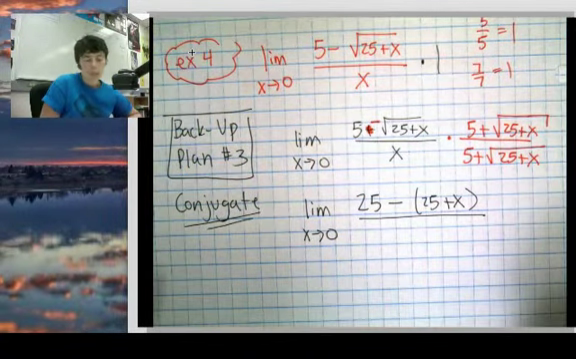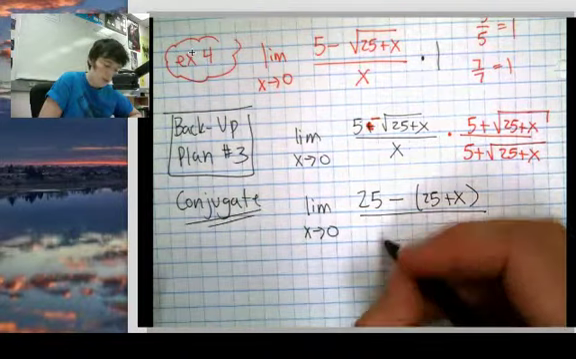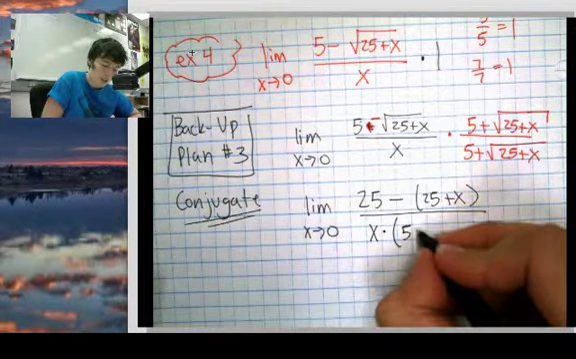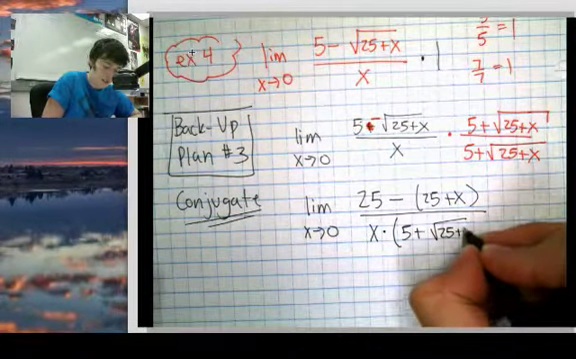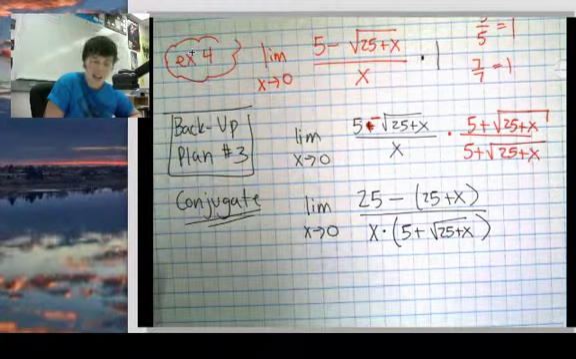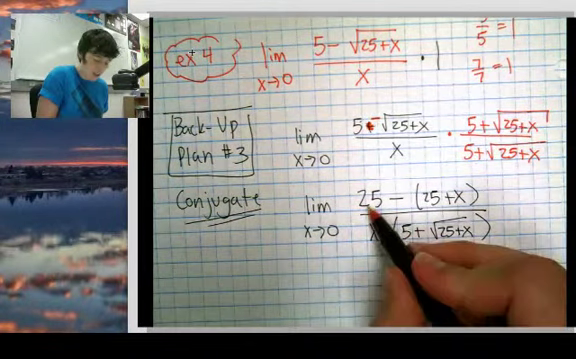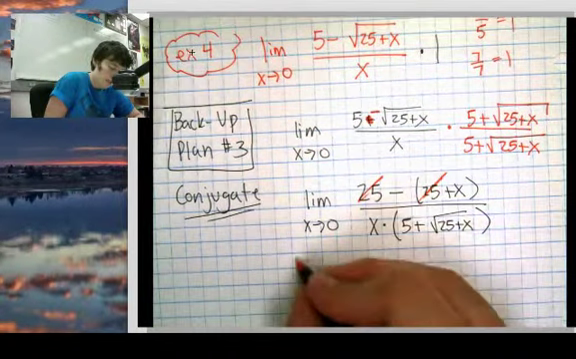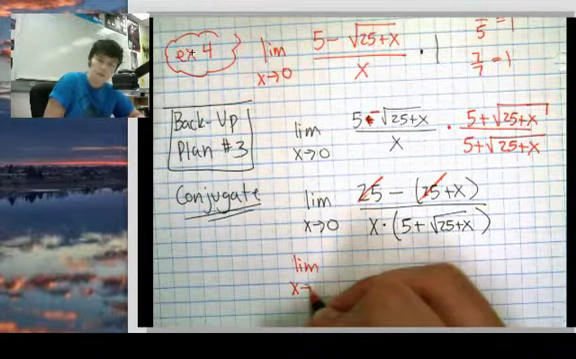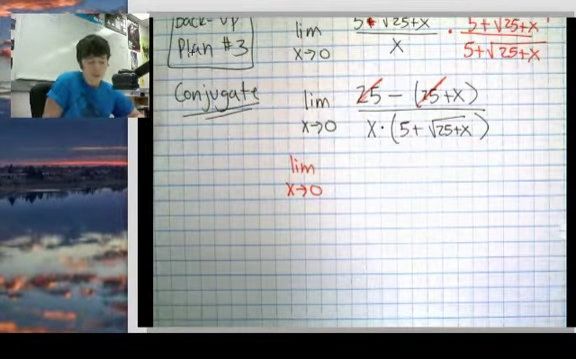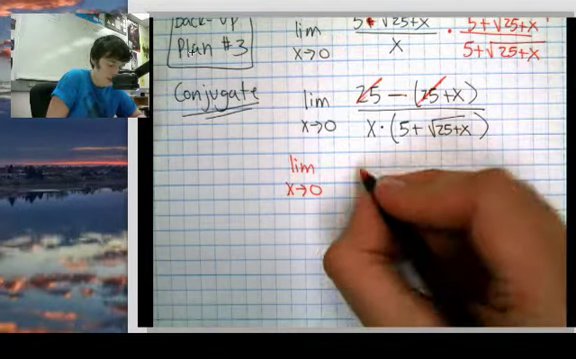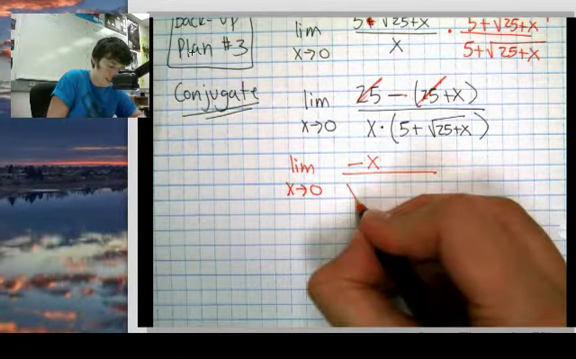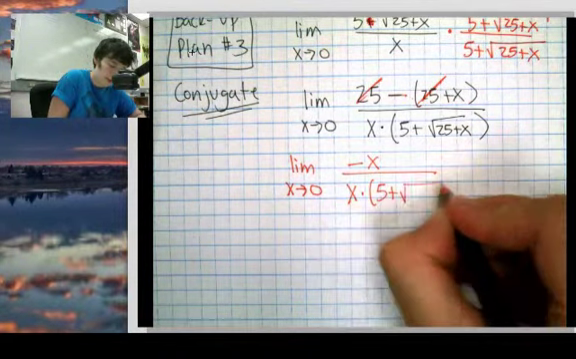On the bottom, I'm not going to multiply all this out. It's just going to get messy. So I'm just going to write x times, big parenthesis, and then copy all this: 5 plus the square root of 25 plus x. No reason to really multiply it out yet. Then I'm going to start canceling. 25 minus 25, that is very convenient for me. So that cleans it up. So what's going to be left on the top of this fraction? Look really carefully. There's a minus x left on top. Negative x is left on top, over all this stuff that I didn't do anything with: x times parenthesis 5 plus the square root of 25 plus x.